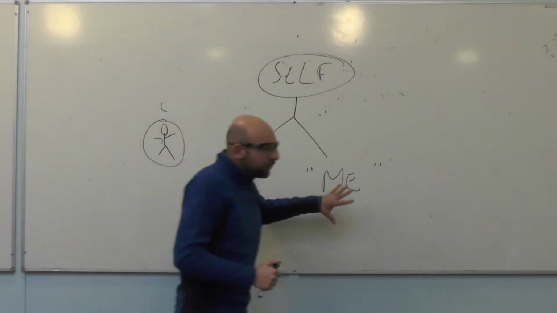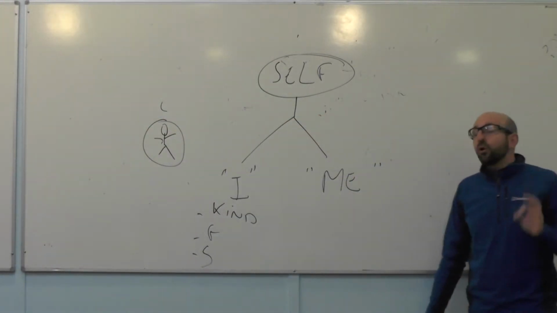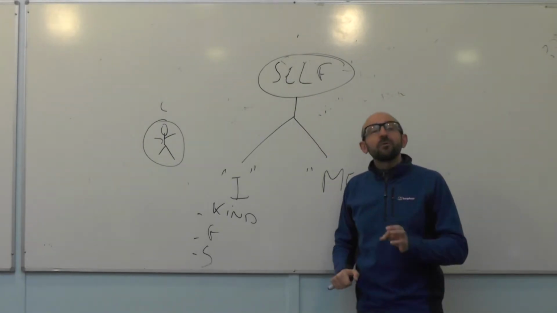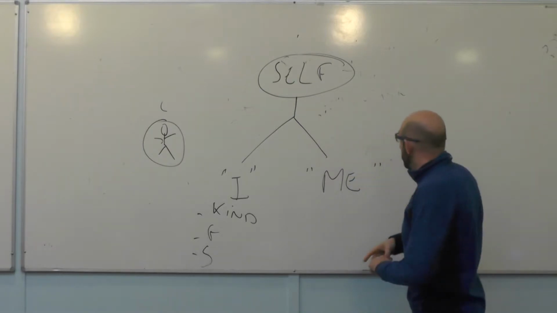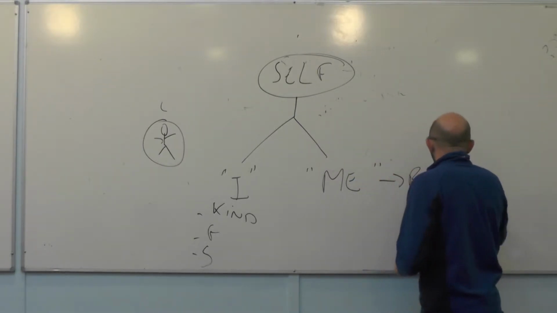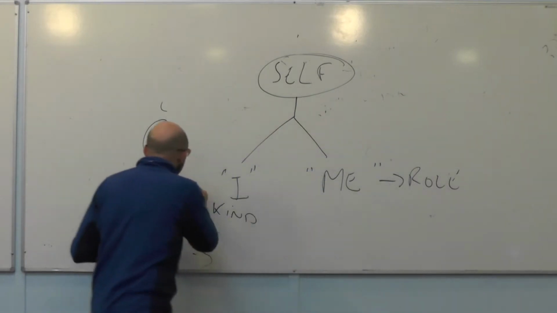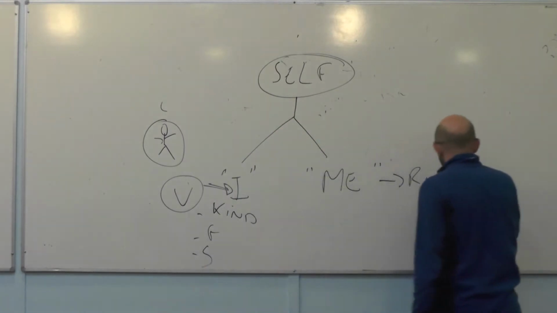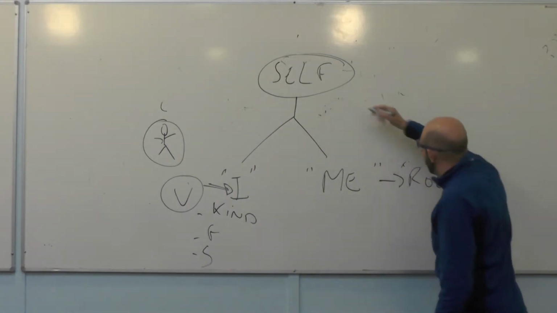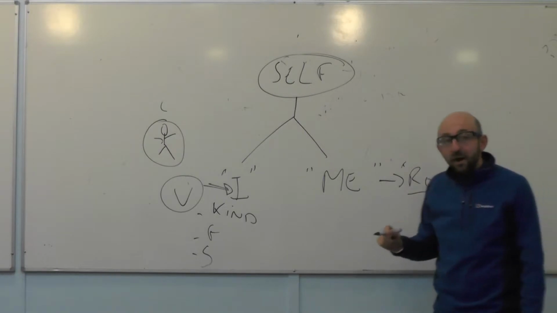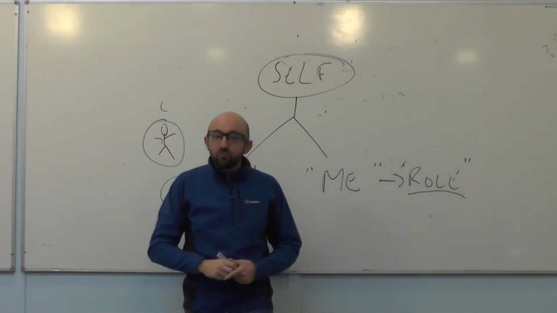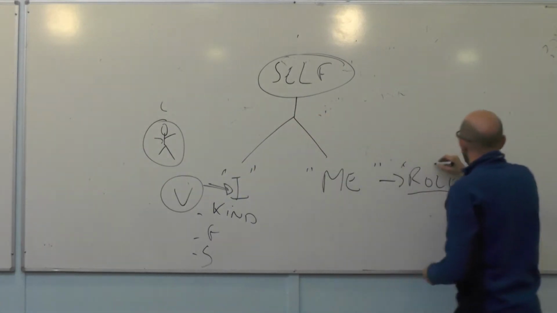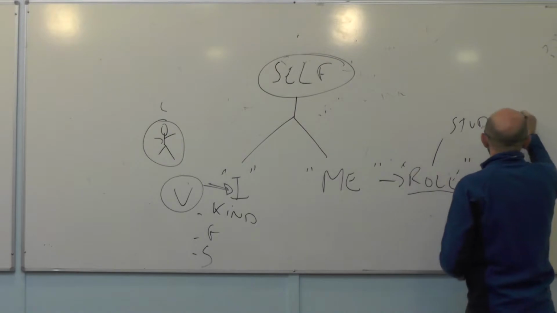Now, your concept of me is your concept of self in a particular social situation. So this is your role. This is how you see yourself, your values that are internal to you, your concept of I. Your concept of me is your concept of self according to the role that you're currently in. What role are you playing in this environment now? Student. You're a student, brilliant. So your current role is a student.